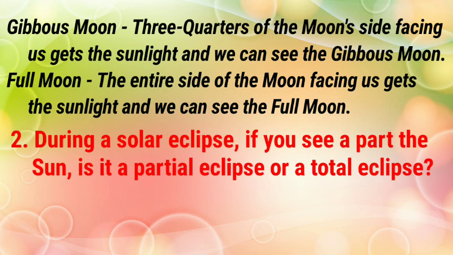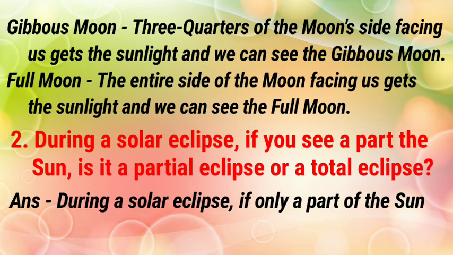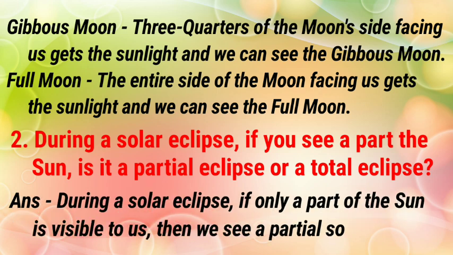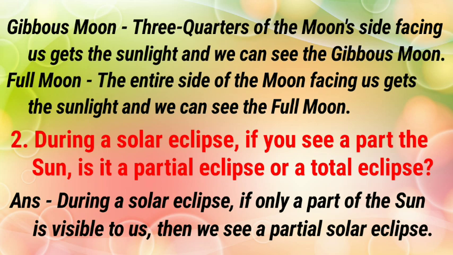2. During a solar eclipse, if you see a part of the sun, is it a partial eclipse or a total eclipse? Answer. During a solar eclipse, if only a part of the sun is visible to us, then we see a partial solar eclipse.